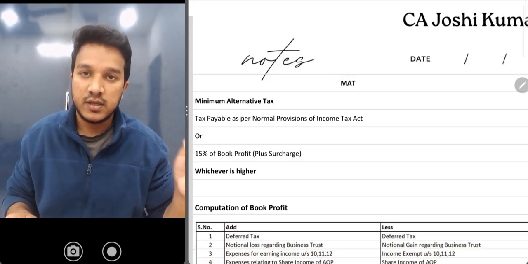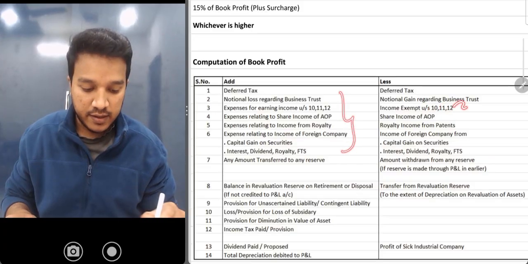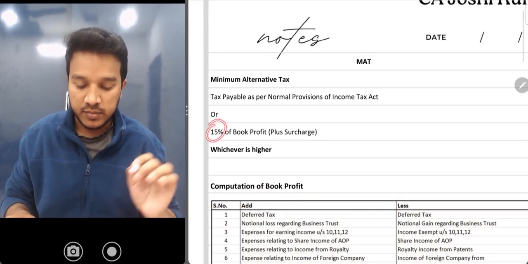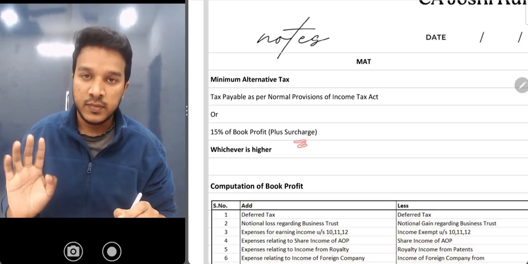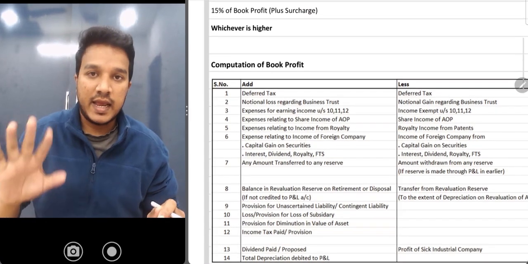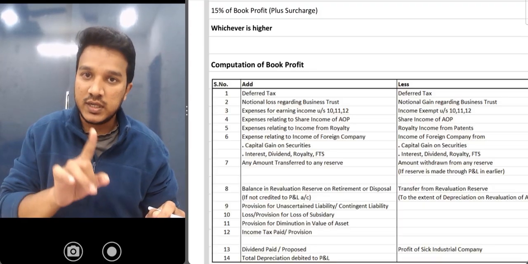In this video we are going to cover MAT, very important for exams. If a question comes from this, you are not going to waste a single minute. All you have to do is add and reduce. Calculate the book profit, on that you need to charge 15% tax. Don't forget the surcharge. Now, what all things you are supposed to add and what all things you are supposed to reduce, I'll help you with that in this video. So this video is purely from an exam point of view. Watch it till the end.